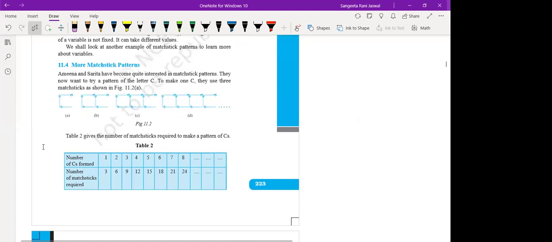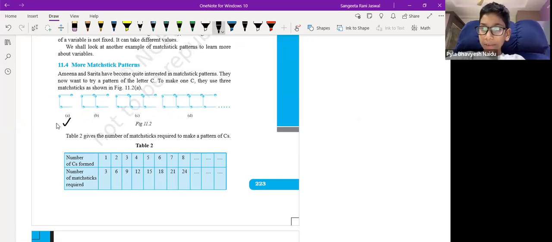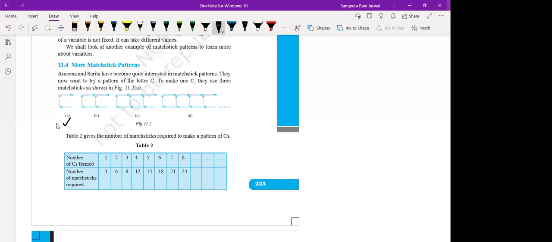Now see this shape of matchstick. To make this shape, how many matchsticks are required? 3. Everyone can see, no? Adya, how many matchsticks are required in making this shape? Ma'am, 3. You can see, no? 1 matchstick, 2 and 3. So 3 matchsticks to make this one shape.